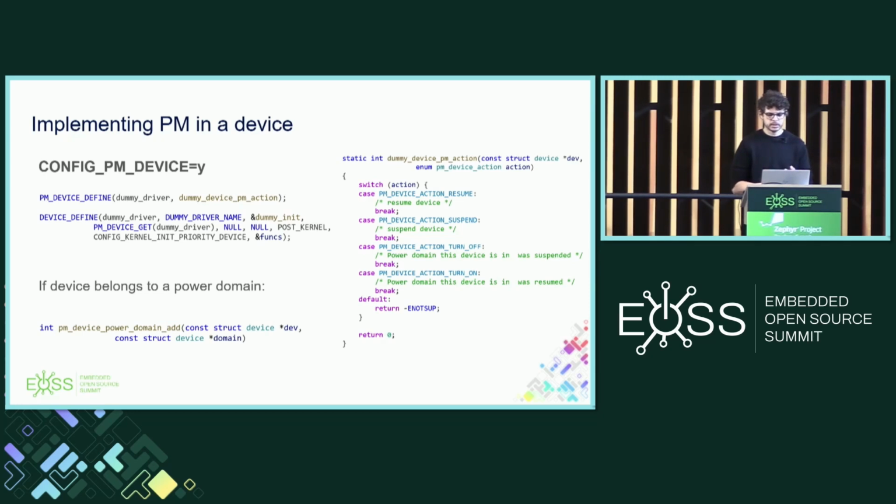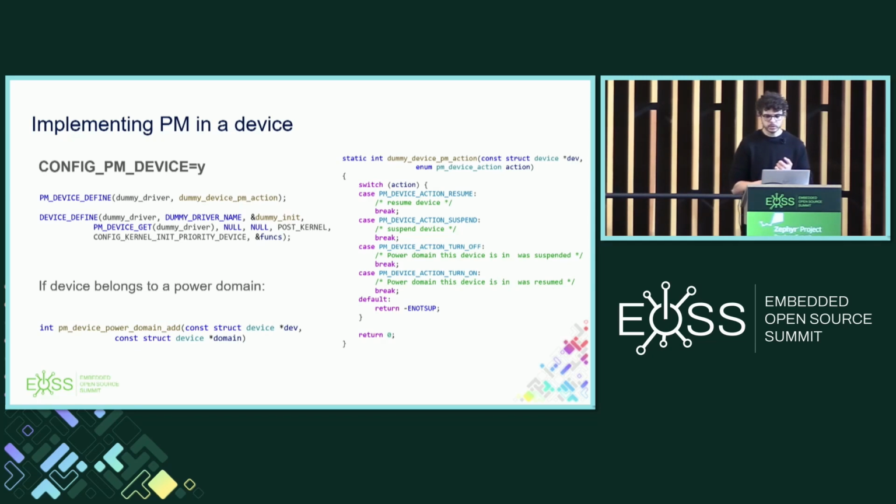Then the next step is to define the power management infrastructure for the device using PM device define, or the device tree version, PM device DT define, for when you are using device tree to declare the device. The last step is to pass the previously created power management infrastructure to the device when defining the device. As you can see, there are macros to do this.